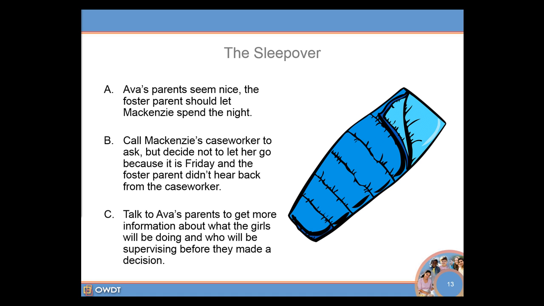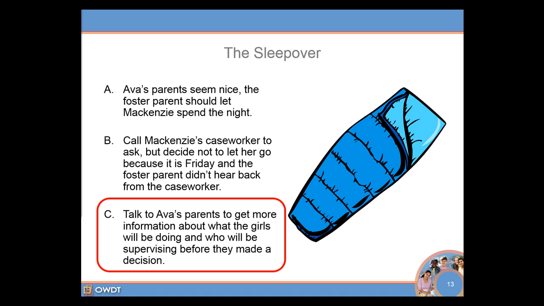12-year-old Mackenzie wants to go to her friend Ava's house on Friday to spend the night. The foster parent has met Ava's parents once at a school activity, and Ava appears well cared for. What should the foster parent do? A. Ava's parents seem nice. The foster parent should let Mackenzie spend the night. B. Call Mackenzie's caseworker to ask, but decide not to let her go because it's Friday and the foster parent did not hear back from the caseworker. C. Talk to Ava's parents to get more information about what the girls will be doing and who will be supervising before they make a decision.